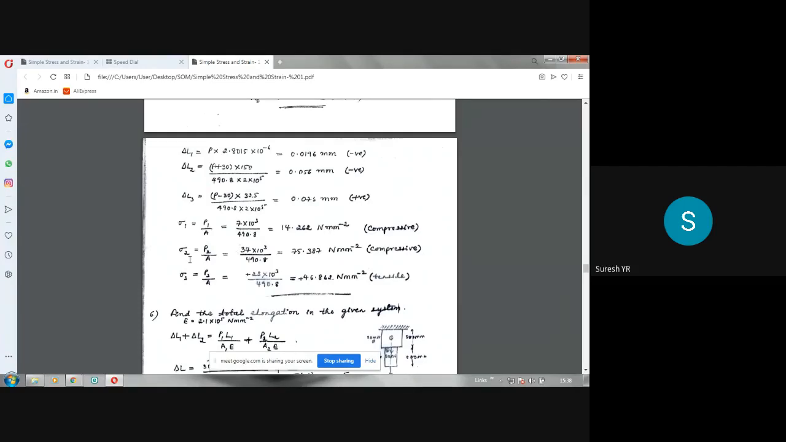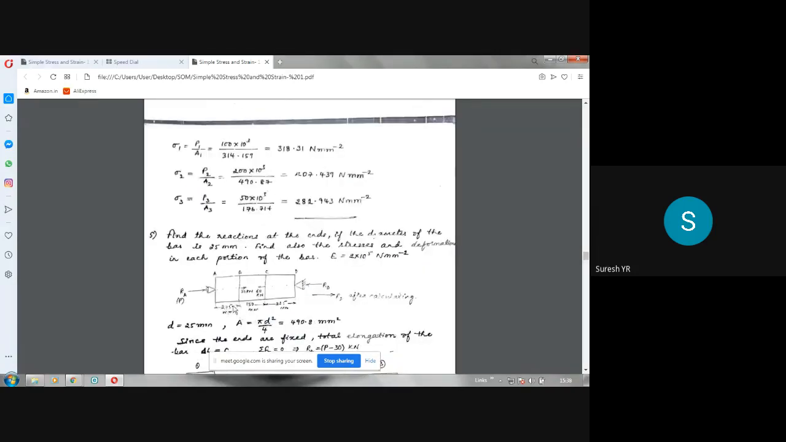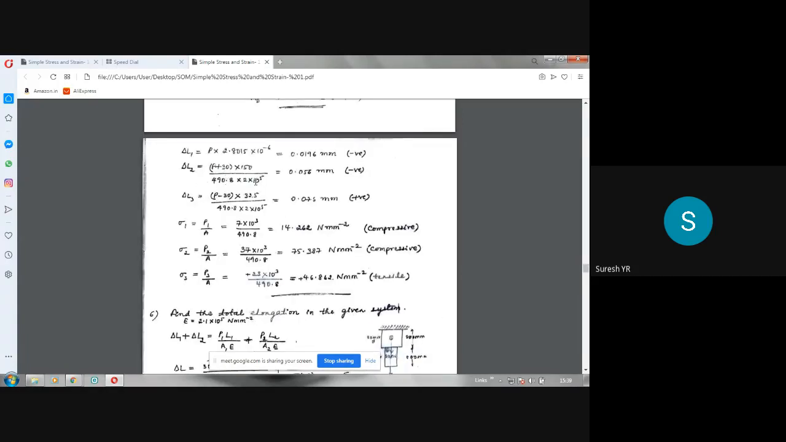Second portion strain, epsilon 2, is sigma 2 divided by E. Third portion strain, epsilon 3, is sigma 3 divided by E. Like that you can find strains, or you can use another formula. Epsilon 1 is delta L1 divided by L1, which is 275. Next, epsilon 2 is delta L2 divided by L2, so you have to take the second portion length. Epsilon 3 is delta L3 divided by L3. The only thing is the first two will be compressive strain, and the last one will be tensile strain.